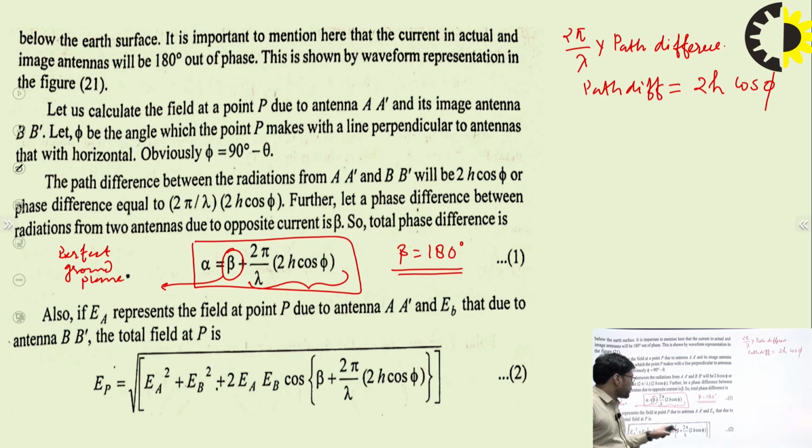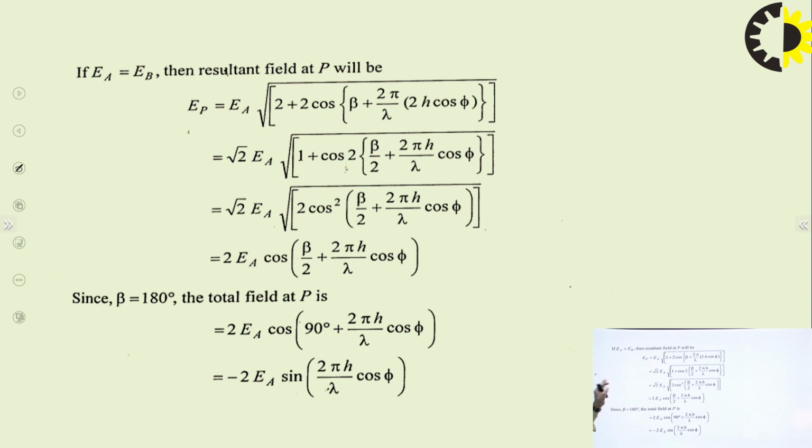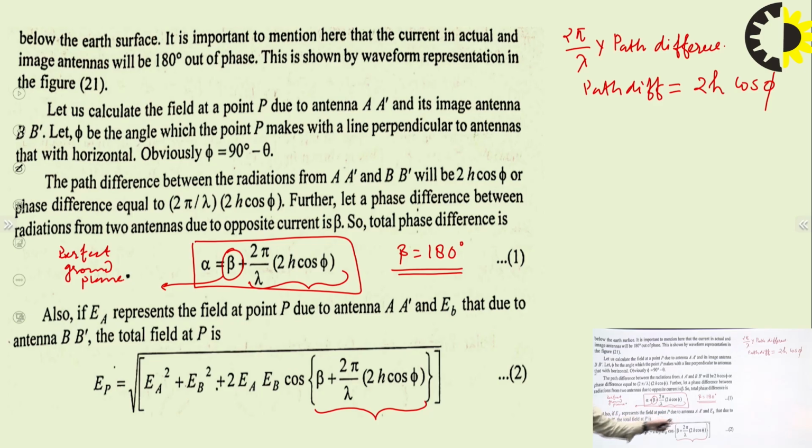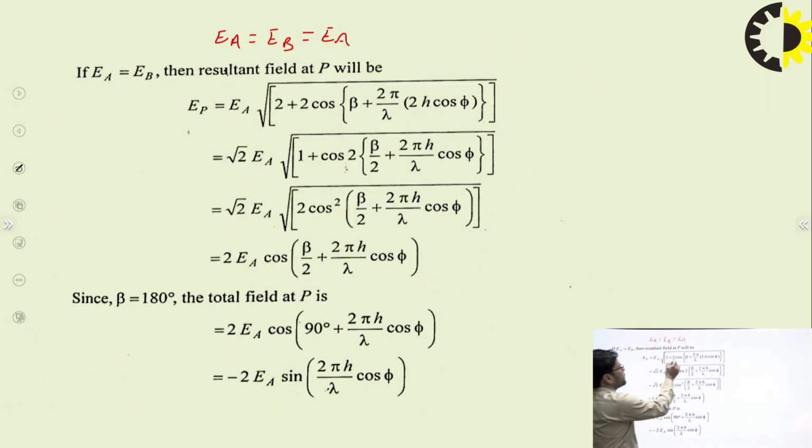Twice EA EB cos theta, and this theta is nothing but the phase difference, right? So you have to write theta is equal to beta plus 2 pi by lambda 2h cos phi. Then comes the mathematical section to find the electric field intensity. If you take EA is equal to EB is equal to EA, then EP comes out as EA times the square root of 2 plus 2 cos of beta plus 2 pi by lambda 2h cos phi.